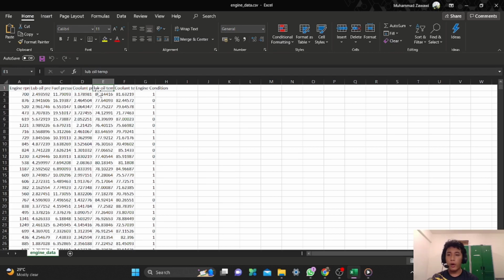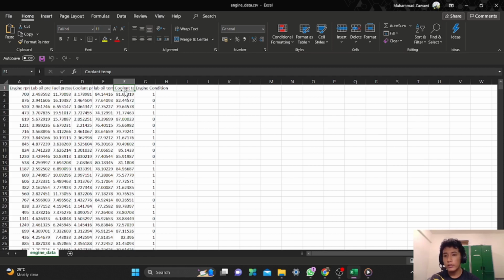Next, we have the lube oil temperature. We also classify it into 3 parts, which are low, medium, and high. If the lube oil temperature is high, it means that the engine is heating up and it may cause the engine to break down. But if it is medium, it means the engine can still run. But if it is low, sometimes it will cause the engine failure, as maybe the engine will freeze up or cannot be turned on. Next, we have the coolant temperature.